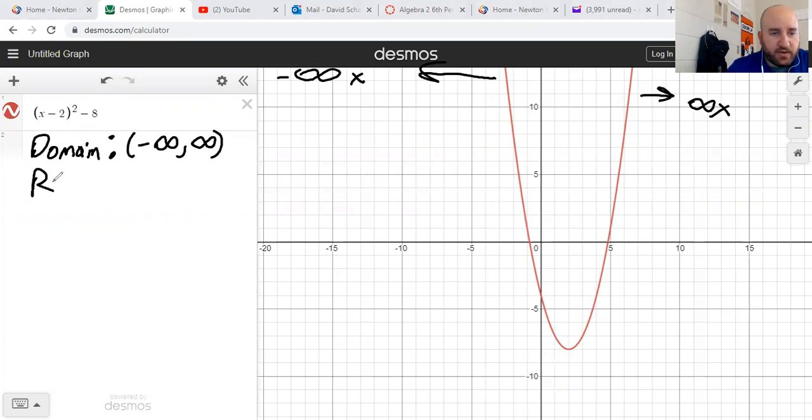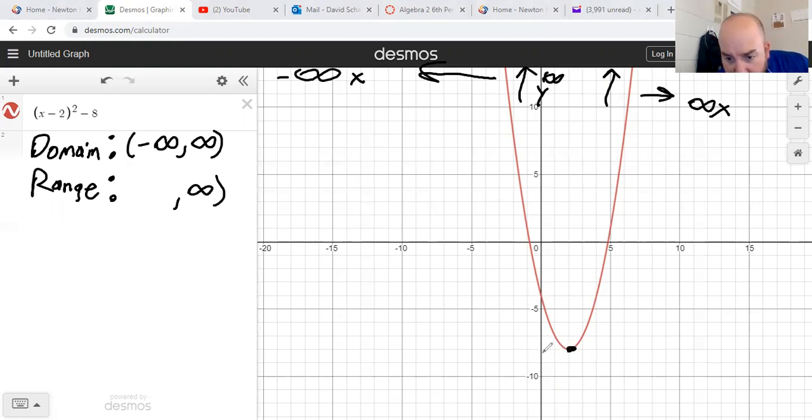My range, yeah, I'm going to have a range. Both ends are going up to positive infinity y. So that's going to be the top of my range. The bottom of my range is my lowest y coordinate. So again, you got to look at it real close, as I'm doing right now.